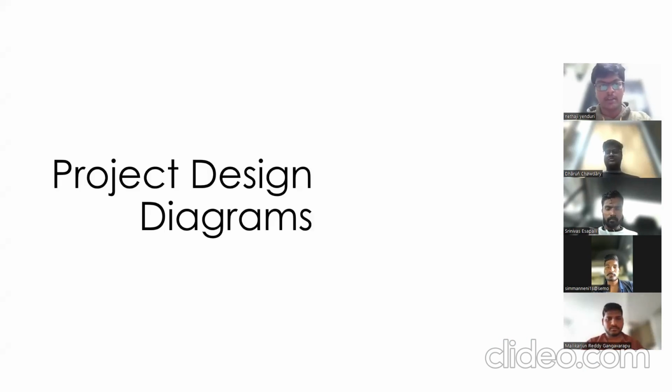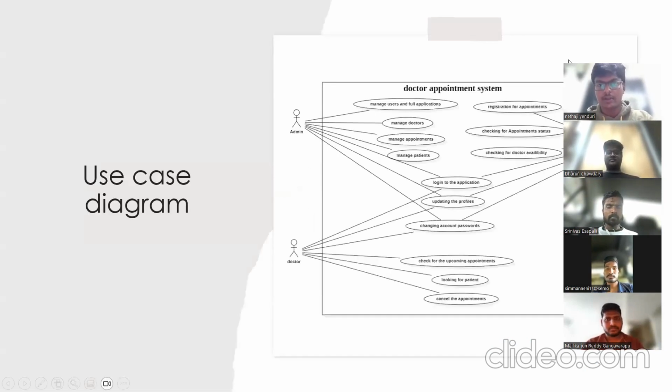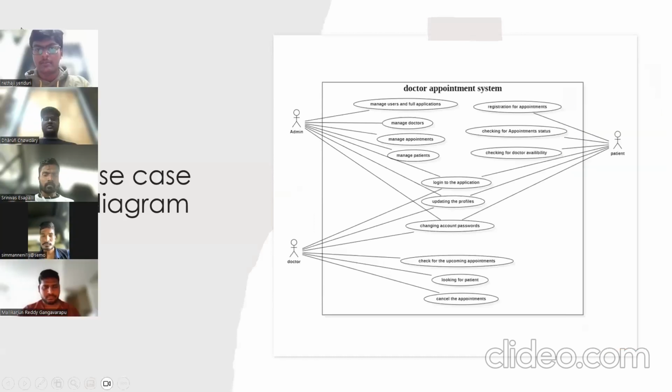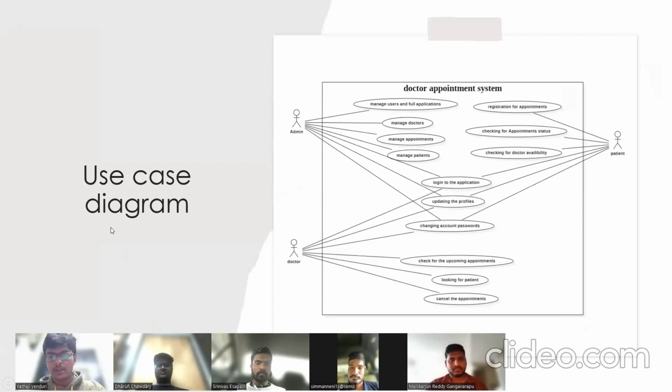Hello everyone, we can understand our project from the design diagrams. Next slide please. So here are the three roles in our project: admin, doctor, and patient. Admin manages users and the full application, and manages doctors. Doctors have the role to log into the application, change account passwords, cancel appointments, and update appointments. Patients need to register for appointments, check appointment status, and check doctor availability. Next slide.